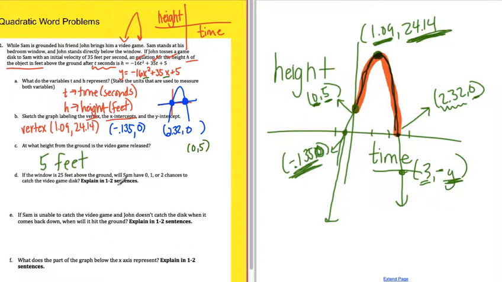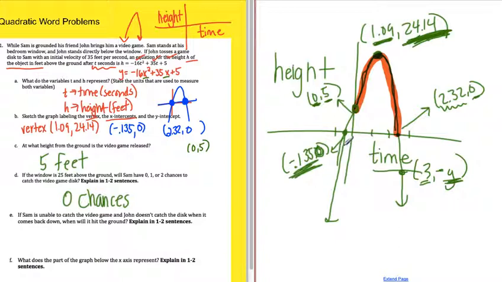If the window is 25 feet above the ground, will Sam have 0, 1, or 2 chances to catch the video game? So what is the highest height that the game went? The highest height would be 24.14. So the game never reached 25 feet. So he would probably have 0 chances. Unless he reached down and grabbed it. But it would not reach a height of 25.